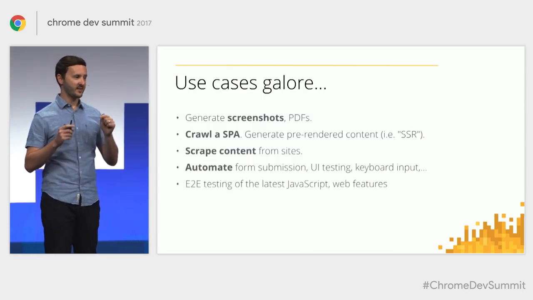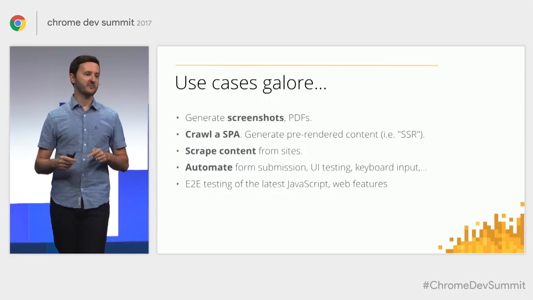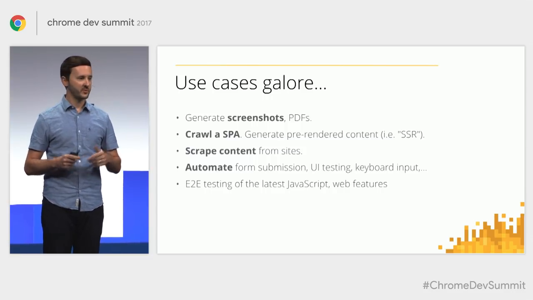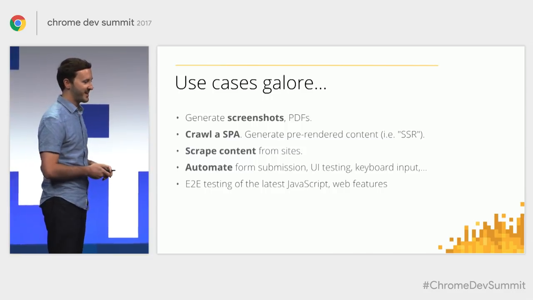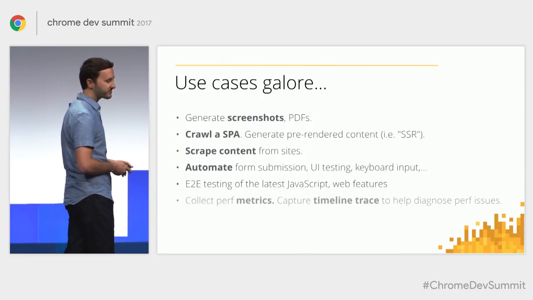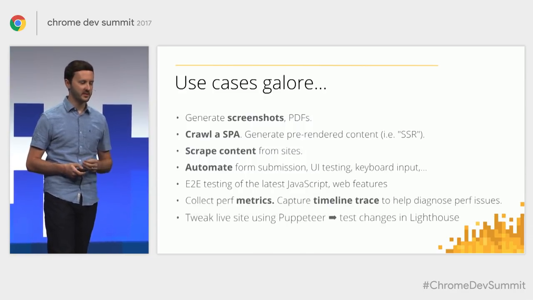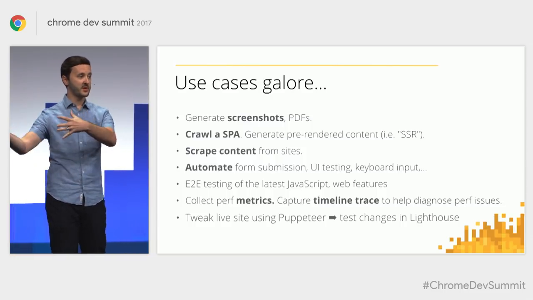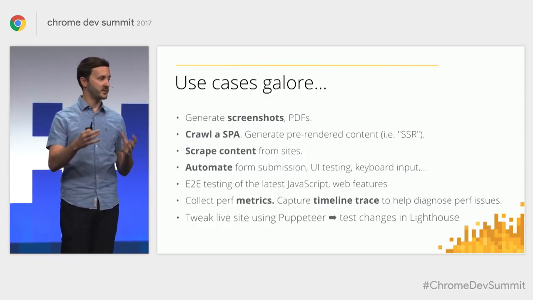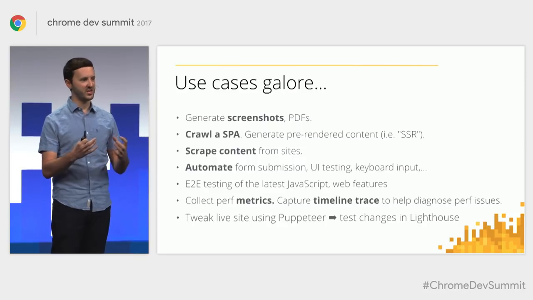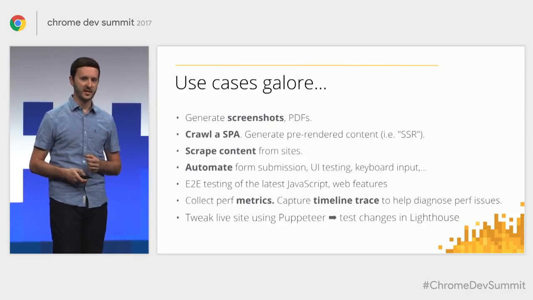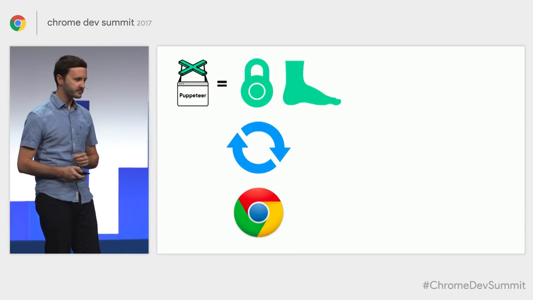I'm excited about end-to-end testing and having the latest JavaScript and web platform features. So we can test Service Worker, really, really handy if you're building a PWA. Collect page metrics. Paul showed you that in the DevTools. You can do that programmatically in Puppeteer. Hey, maybe you want to take another tool like Lighthouse. You can use Puppeteer to change a page, modify it, test some changes, and then run it through Lighthouse to see how those changes affect performance.